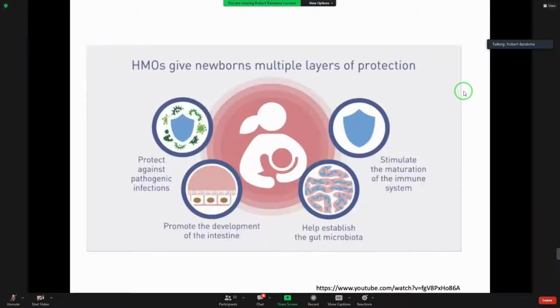So of course, the formula companies picked up on that, and many formulas are now starting to contain HMOs because it's now felt to be beneficial for infants. But it tells you how complex breast milk actually is, and how many things we still don't know about breast milk, because this is all very, very recent.